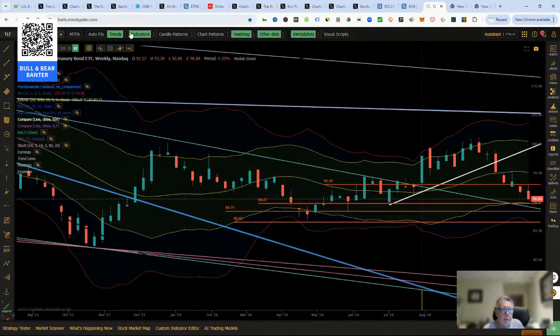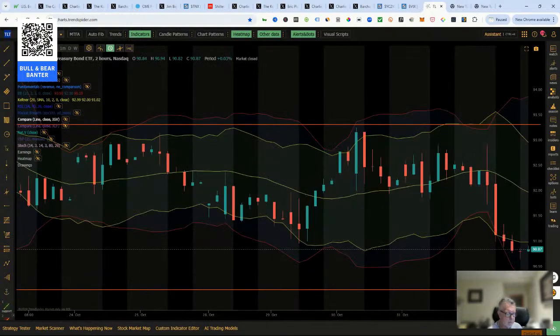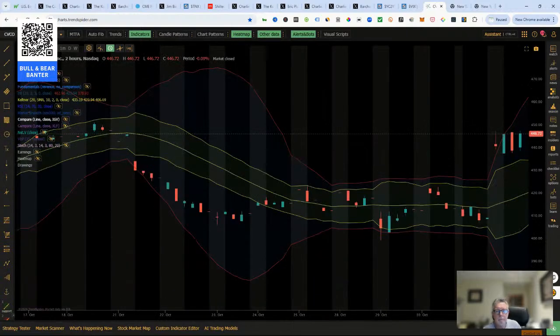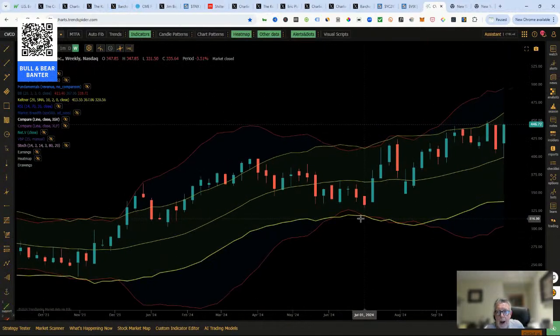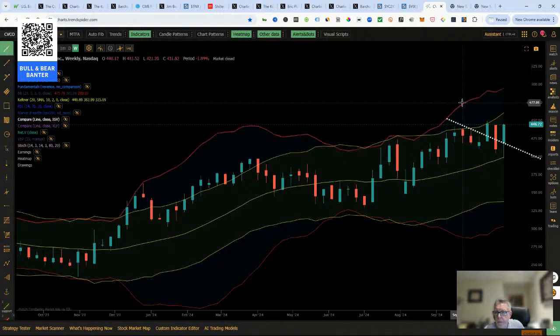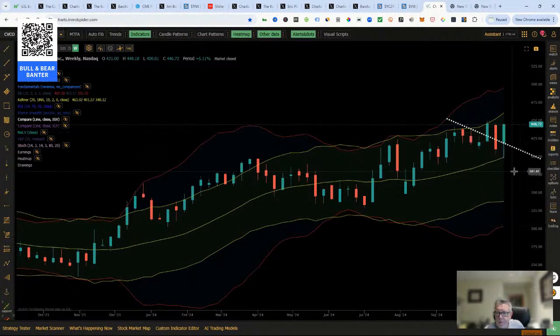CVCO. Okay, CVCO weekly view. Ooh, pretty chart. Here was a Bollinger Band squeeze back here. It fired off. Now we're stair stepping higher. Here, we broke out. A check back to 436.11.